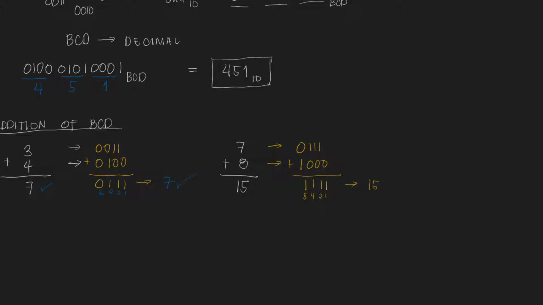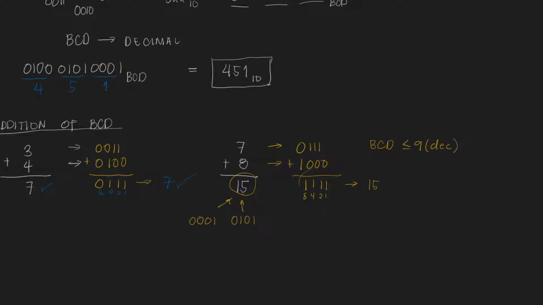But if we convert this 15 into BCD, our answer should be 0, 0, 0, 1 and then 0, 1, 0, 1. So the problem arises when the sum is different when we are converting them into their BCD equivalent. This one is correct, 15. But the BCD digits should not exceed, should not be more than 9, the equivalent in decimal.